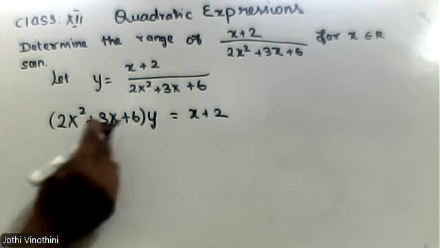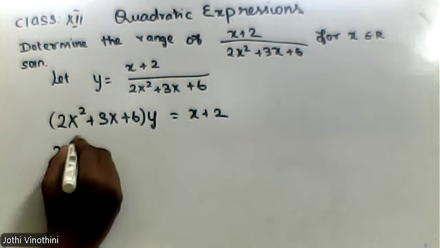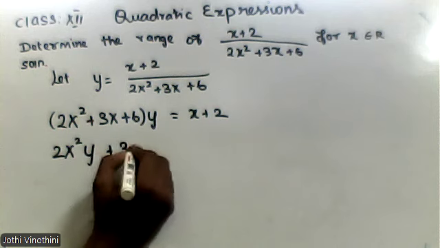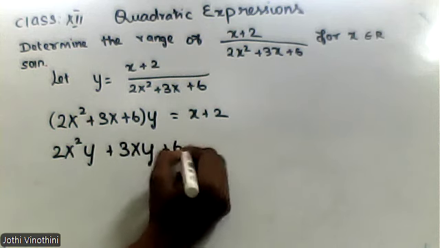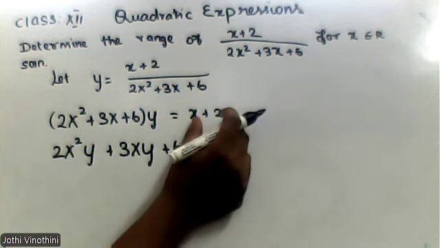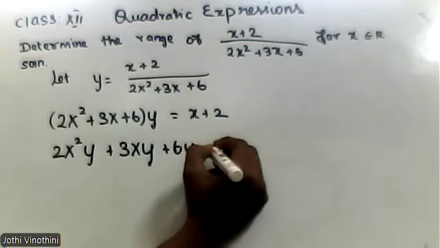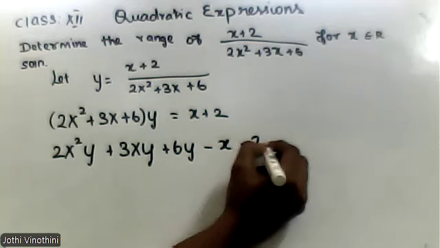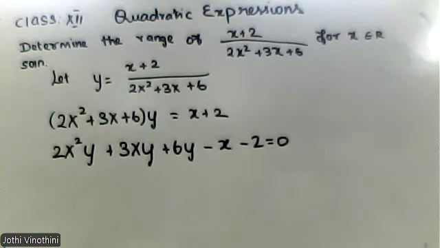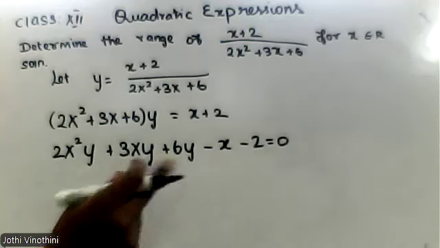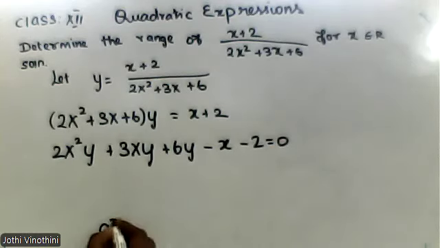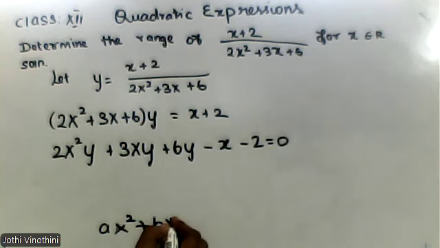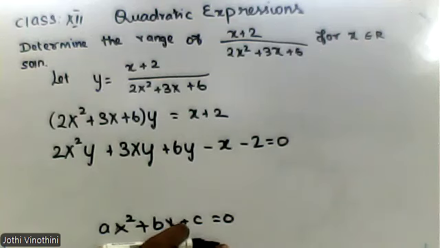So I am going to take this y inside, so it becomes 2x squared y + 3xy + 6y. And I am going to take these two terms to the left-hand side of the equation, so it becomes minus x minus 2 equals 0. Now I am going to change the equation into the format ax squared + bx + c equals 0.